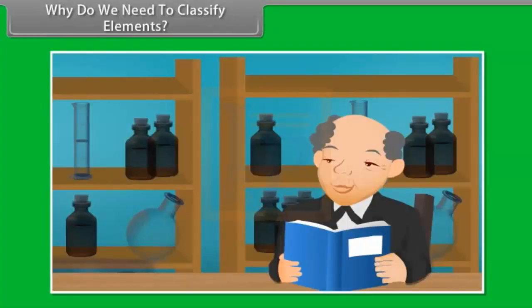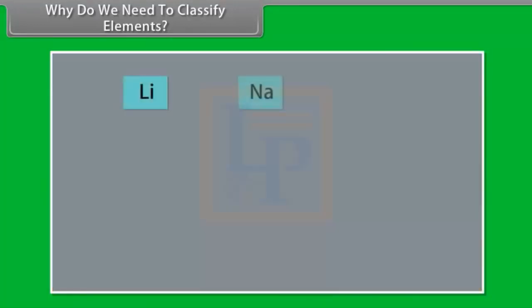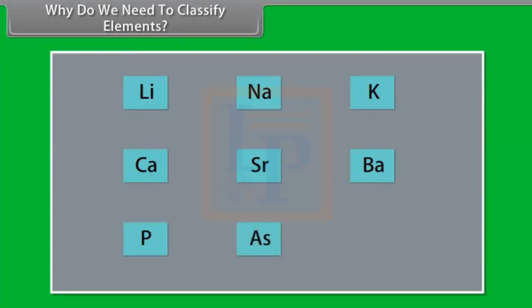Why do we need to classify elements? Before the beginning of 18th century, few elements were known. As the time passes, large number of elements is known, and today we know 114 elements, and now it becomes quite essential to classify them.